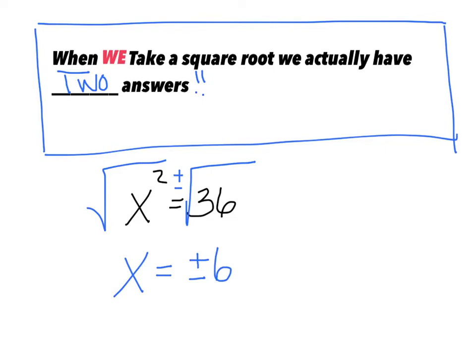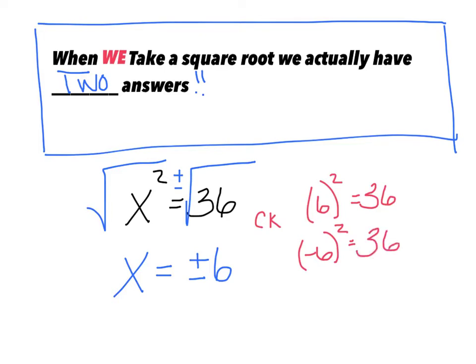Now, let's check and see if that's true. What happens if you take 6 and you square it? Do you get 36? Well, yeah, of course, 6 squared is 36. What happens if you take negative 6 and square it? Do you get positive 36? You do. So in fact, when you take a square root, you actually get two answers.